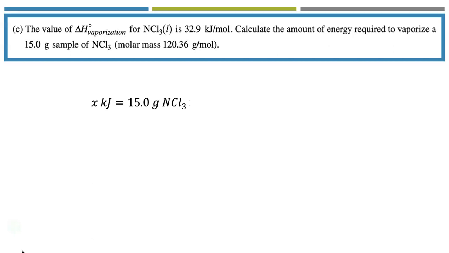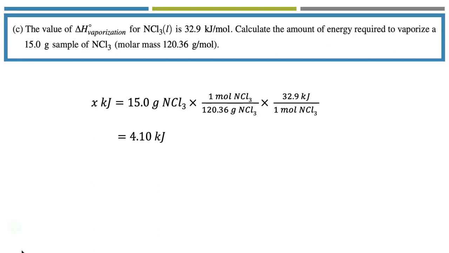I'm going to take my grams of NCl3, divide by the molar mass to get moles of NCl3, and I know for every mole of NCl3, it takes 32.9 kilojoules. And so I get an answer of 4.10 kilojoules. My answer should have 3 sig figs because I had 3 sig figs in my original math. And I do know the enthalpy of vaporization with 3 sig figs, so my answer should have 3 sig figs. And this was scored out of 1 point. You have a correct setup with a correct answer, or you don't.